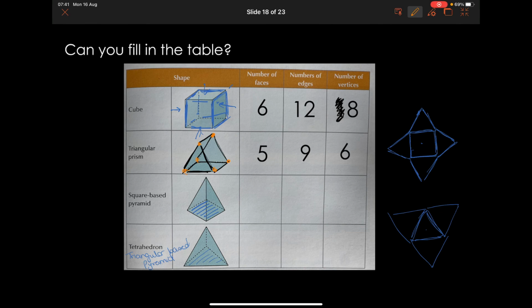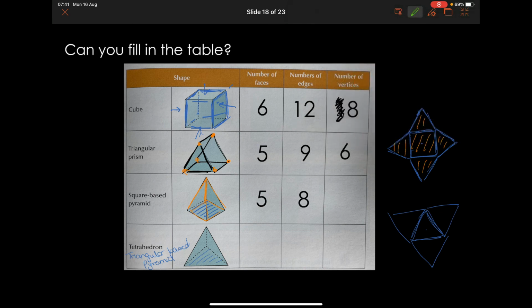Good. The square-based pyramid, now I drew the nets out so we can actually work out the number of faces. We've got 1 there, 2, 3, 4, 5. Lovely, 5 faces. Number of edges: now you have to be very careful here. 1, 2, 3, 4, 5, 6, 7. But there's one at the back that you can't see, so there'll be 8. You can't see it on the drawing, but if you turned it around, there would be another edge.